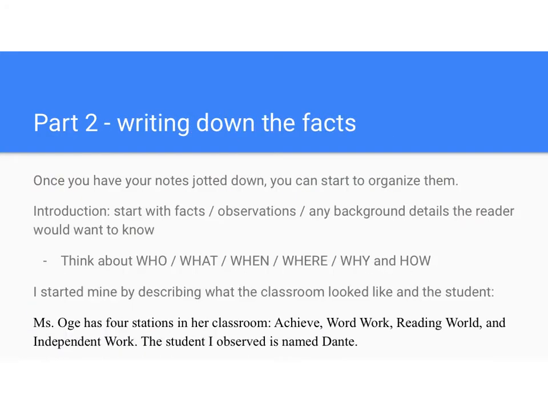Next, you want to continue writing down the facts and then organize them. So your intro, you're going to start with your facts, your observations, any background details the reader would want to know. I always think about the 5 W's and the 1 H. Who, what, when, where, why, and how. Who is the student and teacher? What are they doing? What is their relationship? When is this? You can even say the date, what time, morning, afternoon. Where, like 7th, 6th grade, 1st, 2nd, wherever. Why is a little bit trickier. It gets into a little bit of analysis. We can get to that later. And then how, like how are they acting?